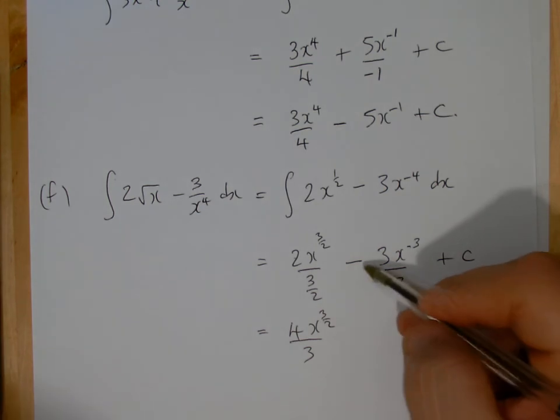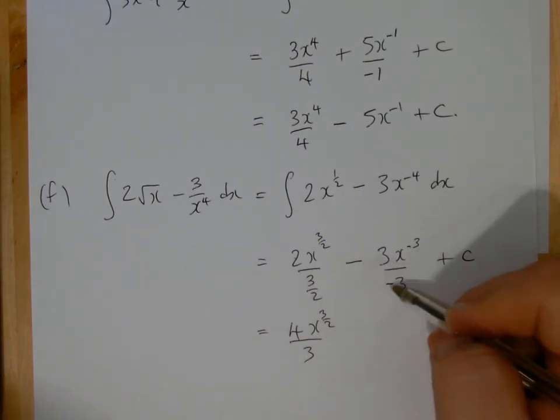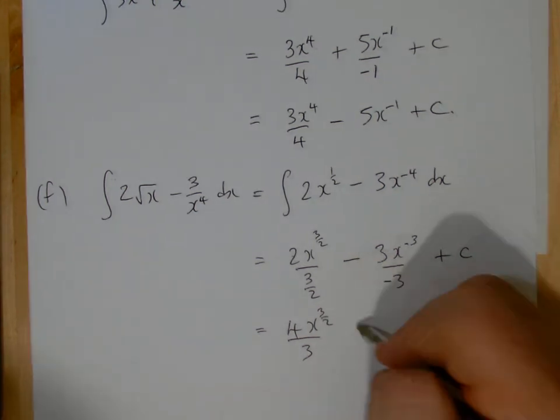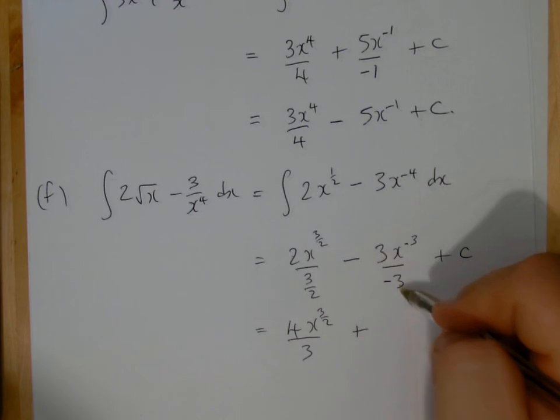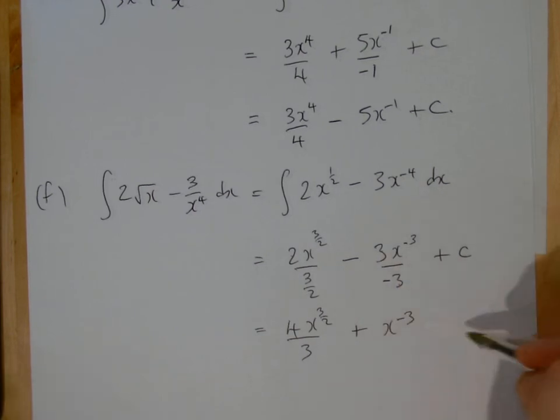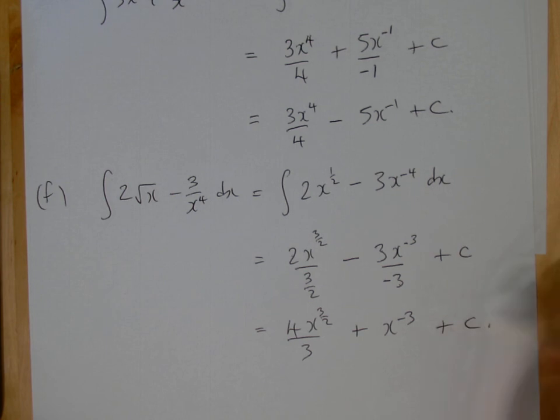Now, be careful here. You've got a minus, to be taken away here, but there's a minus there as well, yeah? Minus and a minus become a plus. 3 divided by 3 is 1, so that's just x to the minus 3 there, okay? Plus then c.